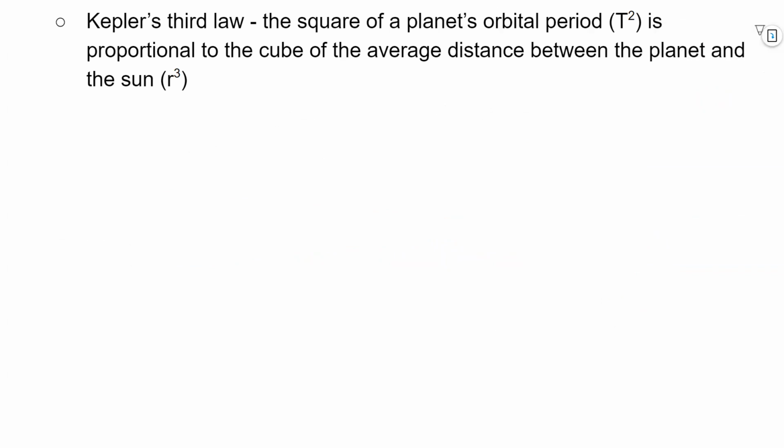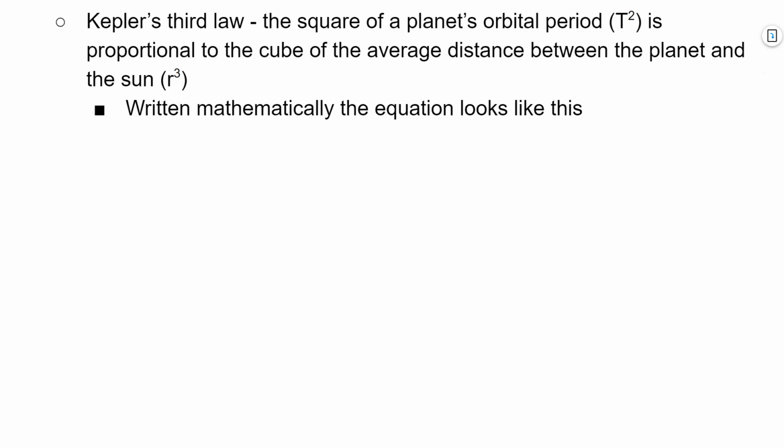Kepler's third law is that the square of a planet's orbital period, which we use the capital letter T to represent, is proportional to the cube of the average distance between the planet and the sun. So the average distance we represent as a sort of radius for their orbits. So we use r, and then it's the cube of that distance. Again, it says average distance because these are ellipses. It's not going to be the same distance at every point in the ellipse. It's not like a circle.